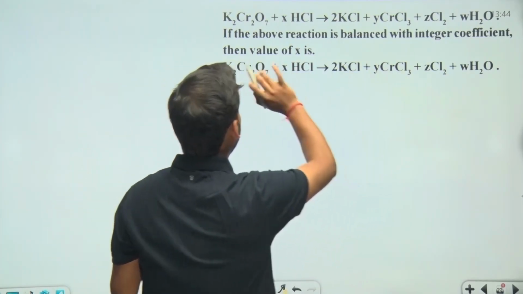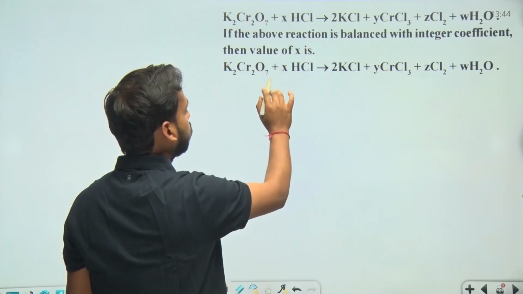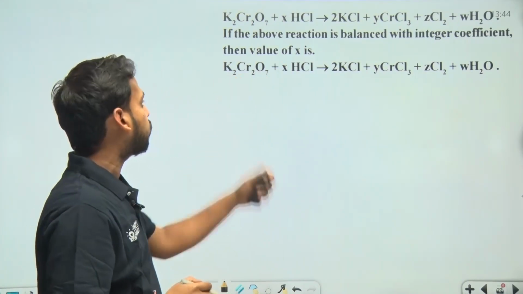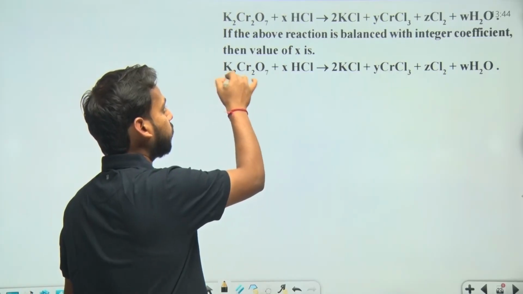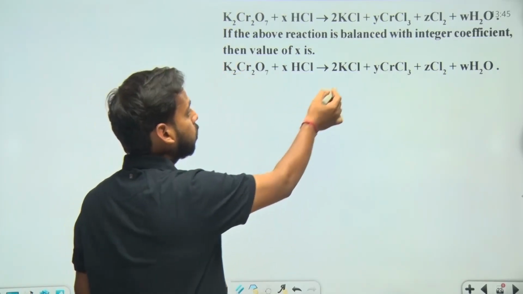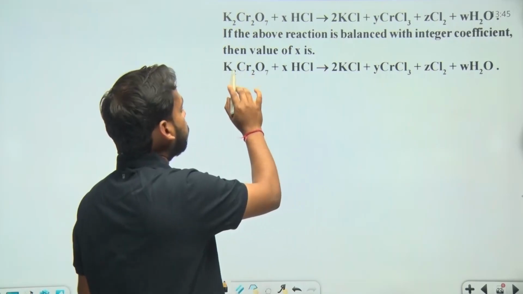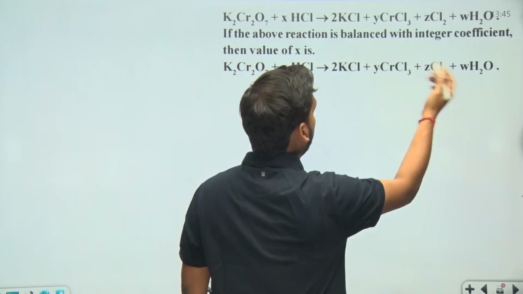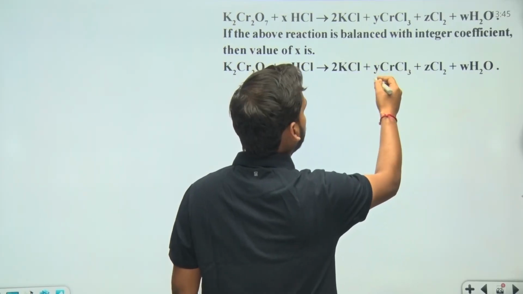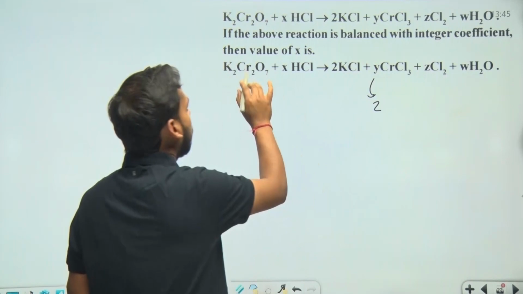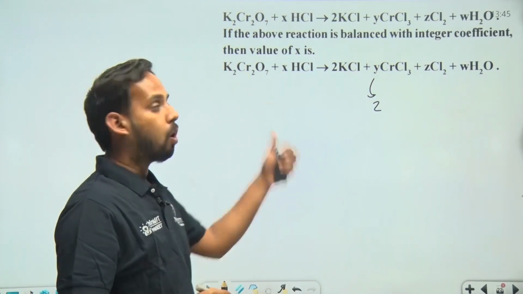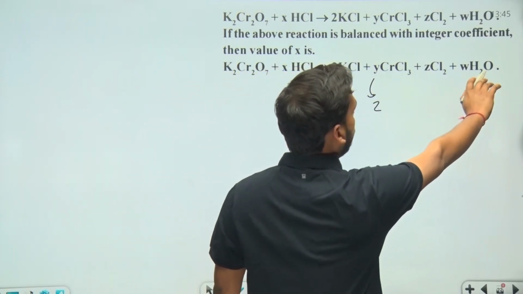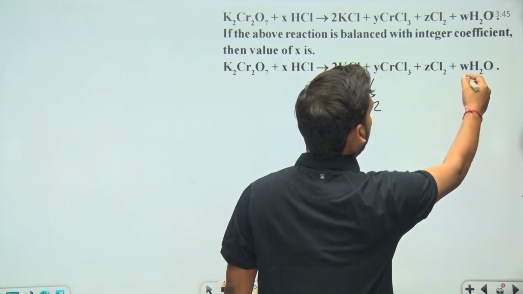So if we balance this reaction, that is K2Cr2O7 plus XHCl, we will start with the first compound, K2Cr2O7. Here it is 2K, here it is 2K, so it is 2K. If we see the chromium, here it is Cr2, so we are doing the hit and trial method, so it is going to be 2. And if we see the oxygen, here it is 7. So the oxygen is given here, so W will become 7.